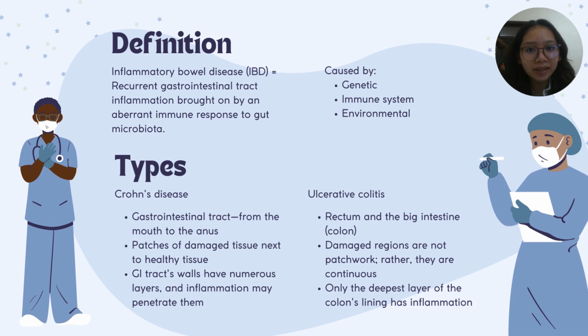Both the rectum and the big intestine are affected by ulcerative colitis. Damaged regions are not patchy, rather, they are continuous, often beginning at the rectum and extending into the colon. Only the deepest layer of the colon's lining has inflammation.